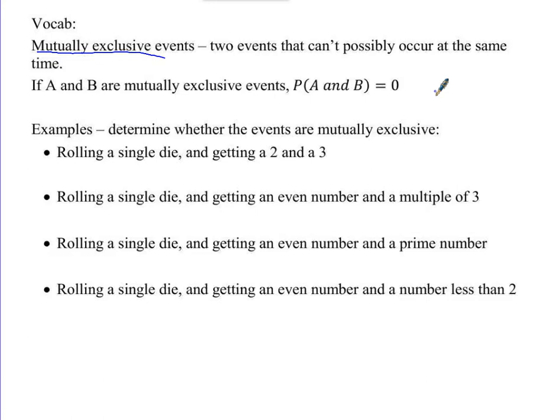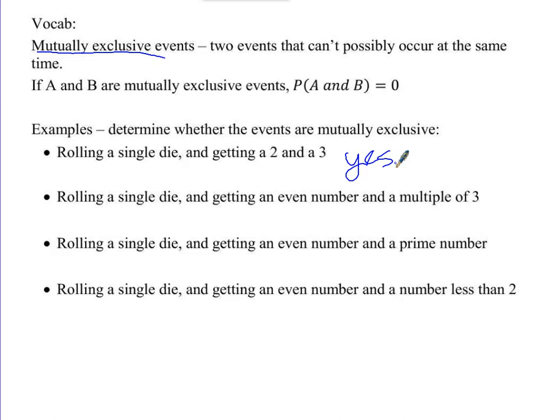For example, determine whether each event is mutually exclusive. Rolling a single die, and on that one roll you get a 2 and a 3. Can that happen? That is impossible, yeah. Which means that getting a 2 and a 3 at the same time on the same die is a mutually exclusive event. So the answer here is yes, it is a mutually exclusive event.